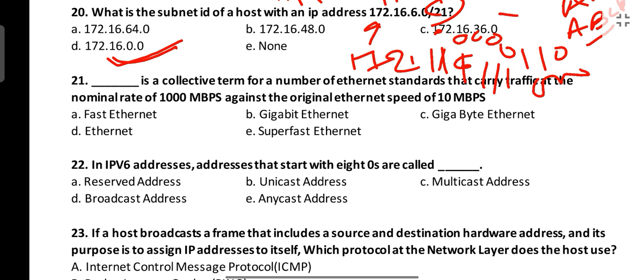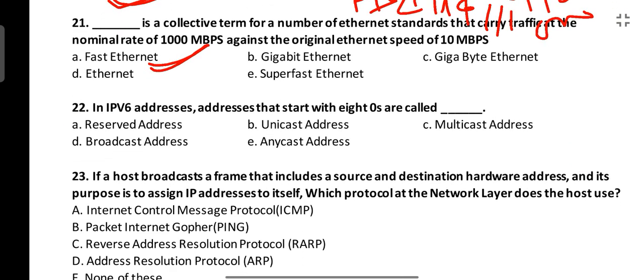Next is: dash is a collective term for a number of Ethernet standards that carry traffic at the nominal rate of 1000 Mbps against the original Ethernet speed of 10 Mbps. So this is Gigabit Ethernet. Answer is A. Next is: in IPv6, addresses that start with 8 zeros are very special addresses. These are known as reserved addresses. So the answer is reserved address.